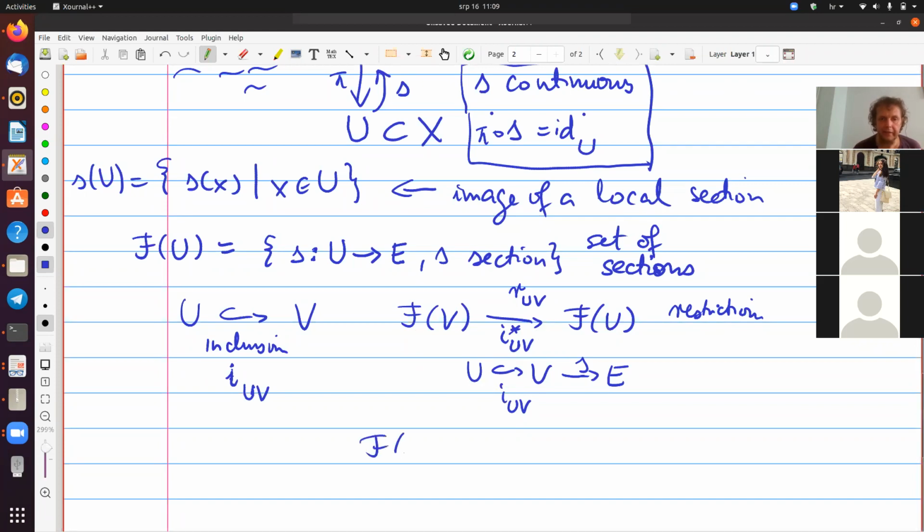And now if I have three of them, the restrictions will compose, and you will get exactly that if I have R from V to W and R from U to V. And this is why the order is... what am I doing? U to V in this one, I did it wrong.